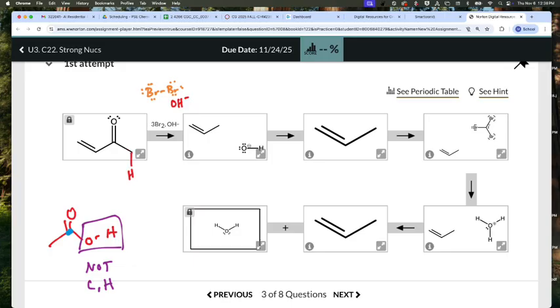The base targets the alpha hydrogen. Okay, what does that do to the alpha hydrogen? It gets pulled off the structure. Cool. Yep. What are they trying to do?